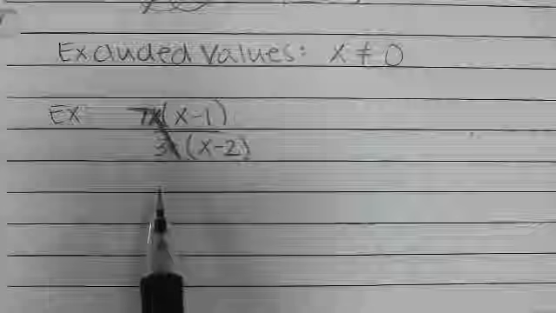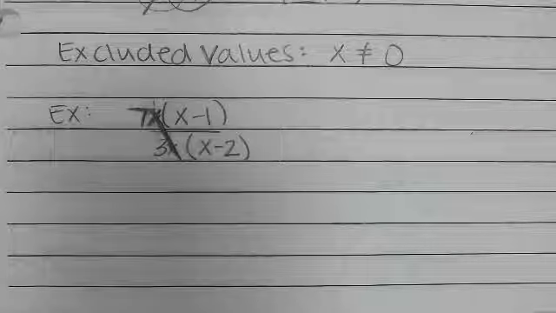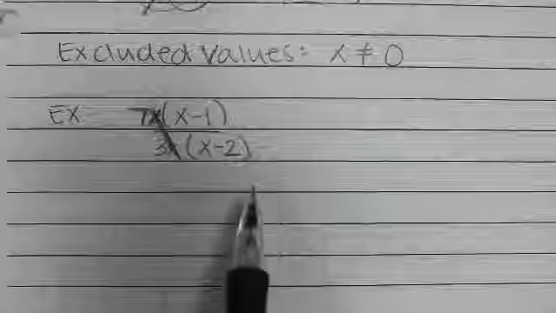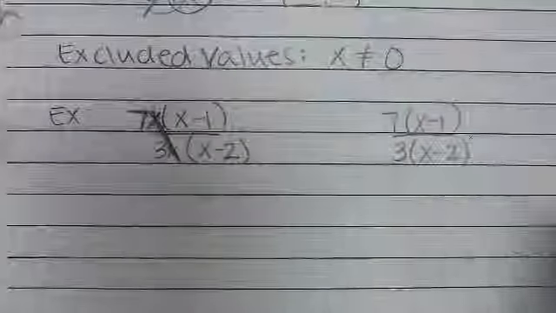Over here we had an x and an x. Those two x's were considered identical. They were just by themselves. But these ones, since they have a minus in between and parentheses around them, are considered one group, and we can't cancel them unless they're exactly the same. So at this point, this is as far simplified as you can get. This is 7 times x minus 1 over 3 times x minus 2.